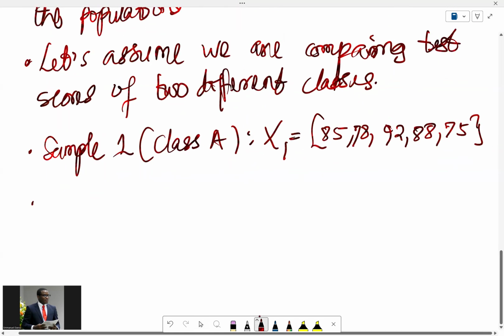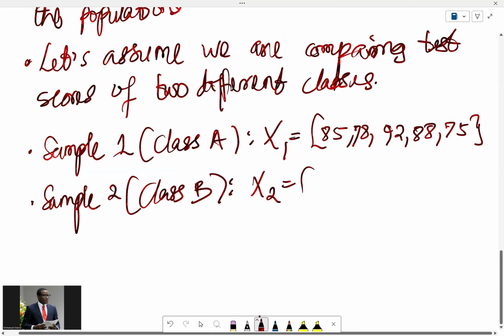Then we have sample two. Sample two, let's assume that is from class B. And then the test scores are X2, that is 80, 70, 75, 90, and 85. So in that case, we have another set of 5 scores.